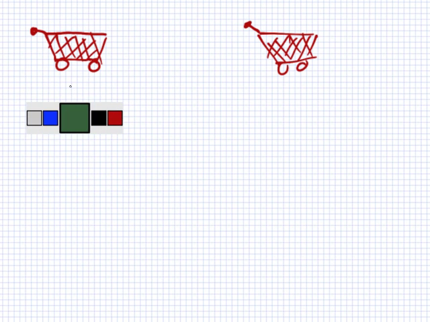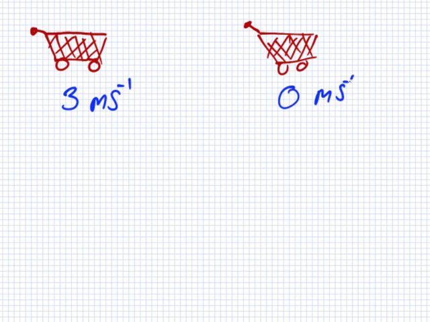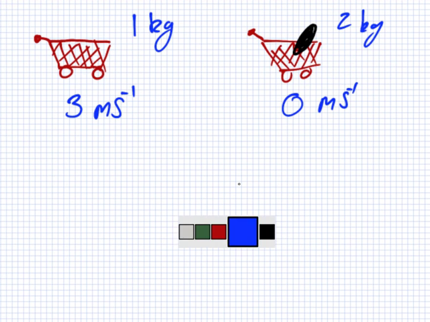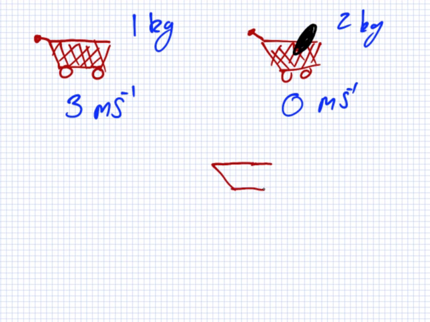So, what was the speed of this one, did I say? 3 meters per second. And this one here was 0. And the mass? 1 kg. And here? 2 kg. So this means there's like a sandwich inside of it or something. Now, what happens afterwards, they click together, and they stick together. Focus, please. So they click together and they make one trolley.